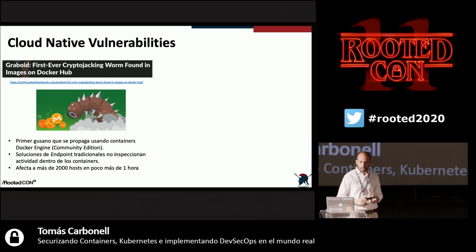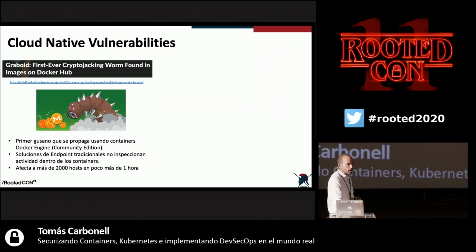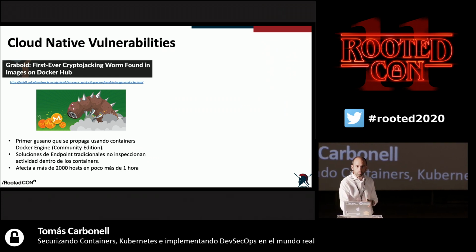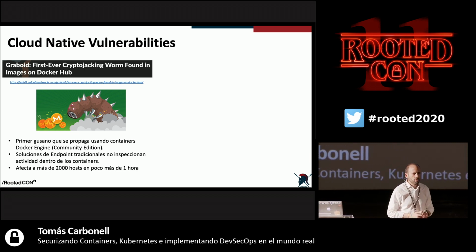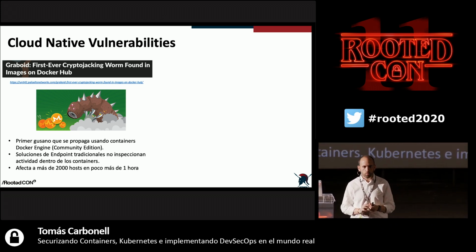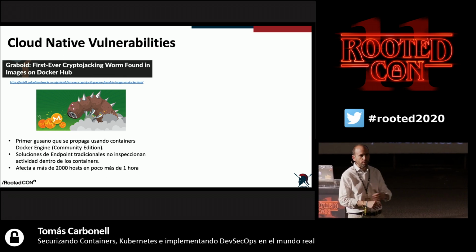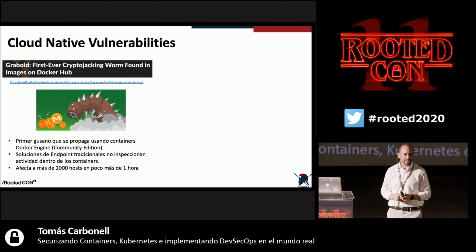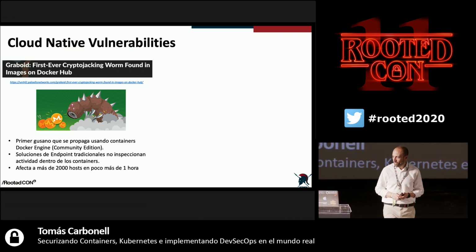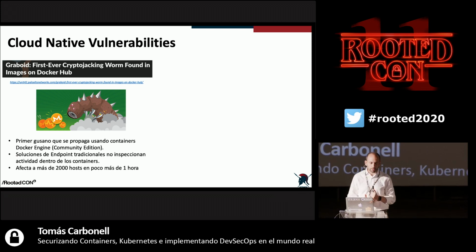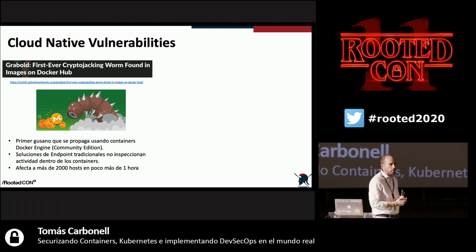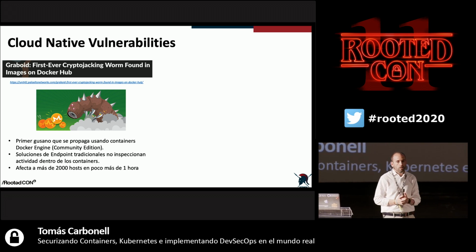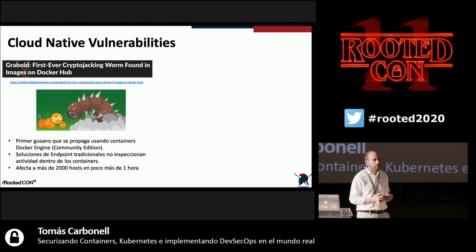Then the second aspect is cloud-native vulnerabilities. The worm, I didn't know about this worm when I started this report. It got its name from a Japanese film. It was a big worm that was clumsy and very slow, but there were bursts, and they were destroying everything. The name is Graboid worm. It was the first Graboid worm found that propagates using the runtime container, in this case the community edition.